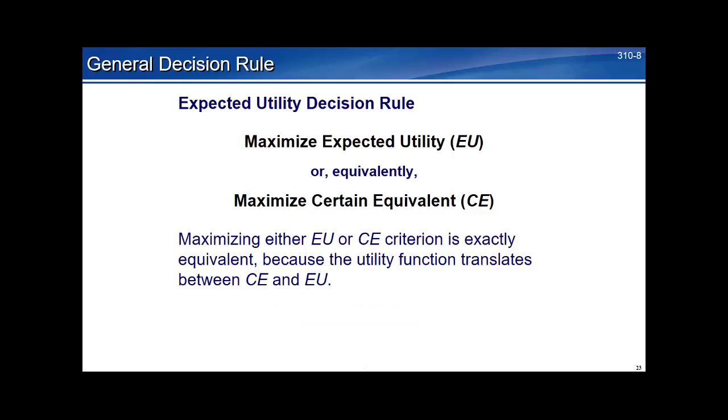Using the utility function, we translate each outcome NPV into its utility value. Expected utility is the probability-weighted value of outcomes in utility units. The expected utility decision rule is to choose the alternative with the highest expected utility. By nature, we are all EU maximizers, though sometimes outcome quality depends upon multiple criteria and not just NPV.